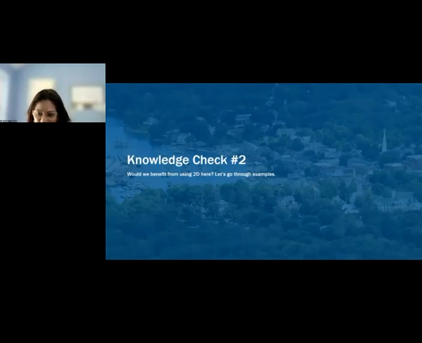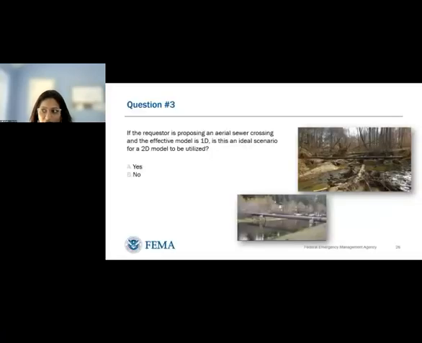So with that, because we had some basic introduction about the 2D modeling, let's see if you're able to answer some simple examples where the 2D modeling is necessary compared to a 1D. Thank you, Keith. Hope you can see the question. If the requester is proposing an aerial sewer crossing, just shown on these pictures, and the effective model is 1D, is there an ideal scenario for a 2D model to be utilized? We just talked about it, so hopefully you all get this right answer.